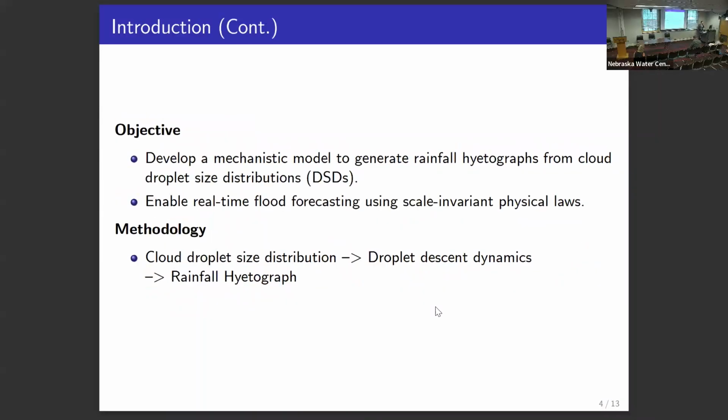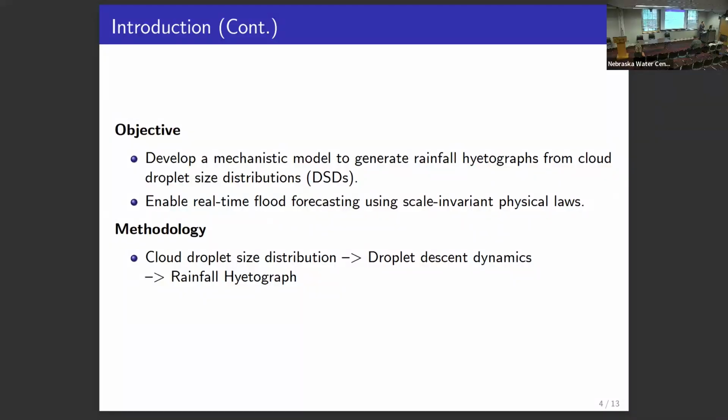So what is the objective? The objective is to develop a mechanistic model, based on mechanics, to generate a rainfall height graph from the cloud size distribution. This model enables real-time flood forecasting using physical laws.